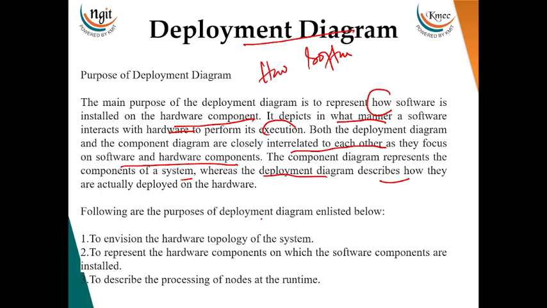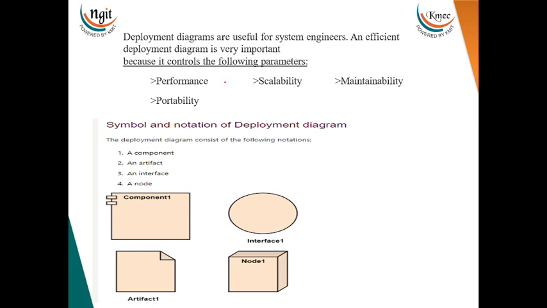The following are the purposes of deployment diagrams: to ensure the hardware topologies of the system. What are the system's hardware uses? To represent the hardware components on which the software components are installed. To describe the process of the nodes at run time. Correct? It is used because it controls the following parameters: performance, scalability, maintainability, and portability.